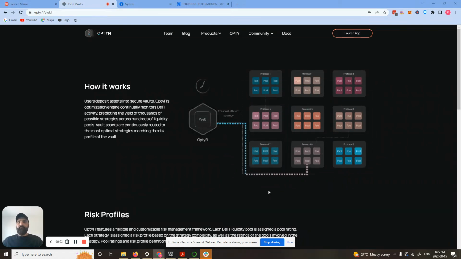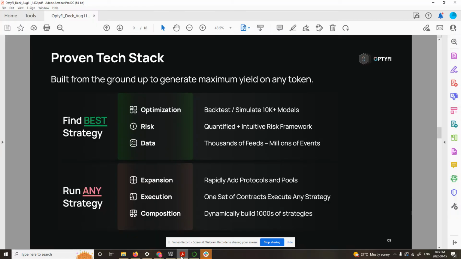Hi guys. In this video we're going to be talking about the OptyFi tech stack. The OptyFi tech stack essentially was built from the ground up to systematically generate yield on any token in DeFi. It's important to note the word systematic. We didn't want to do it on an ad hoc basis, one strategy at a time. We wanted the view of the entire landscape, and to identify the best strategy of the moment and be able to execute that.